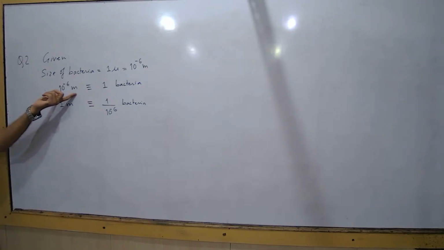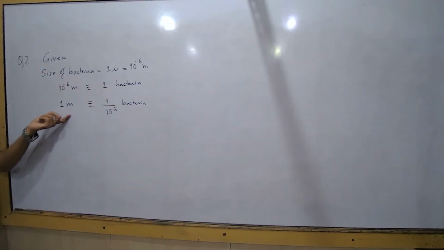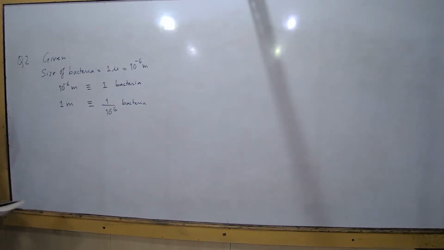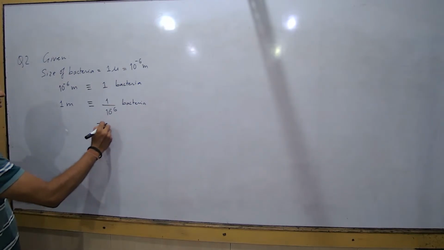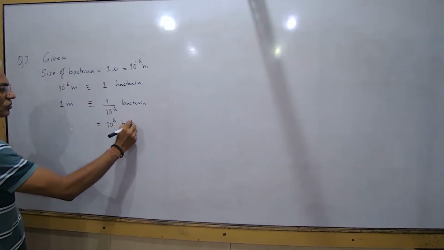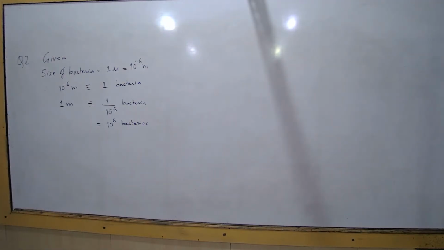So this much length corresponds to one bacteria. Therefore, 1 meter will correspond to how many bacteria? These many. Okay, simple. So now simplify. This is equal to 10 raised to 6 bacteria. Okay. So in 1 meter how many will there be? 1 million bacteria. Right? Did everyone understand?